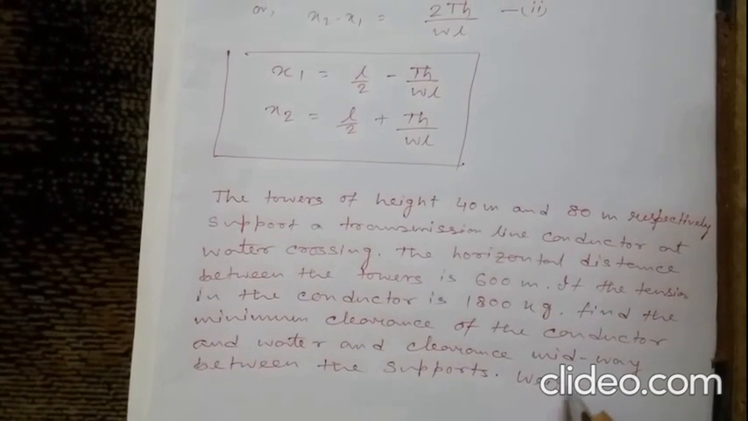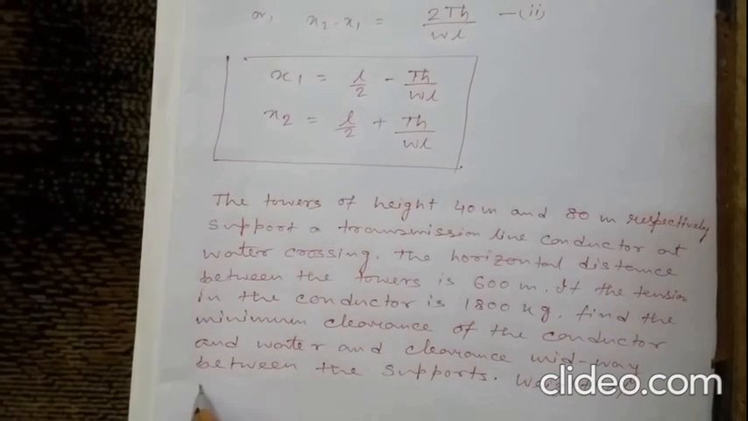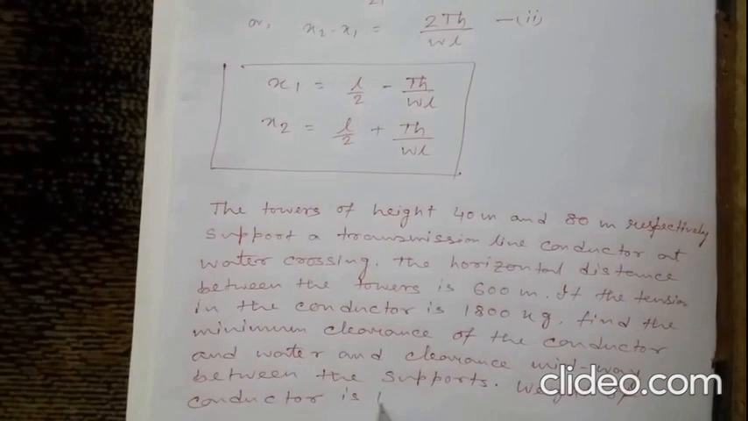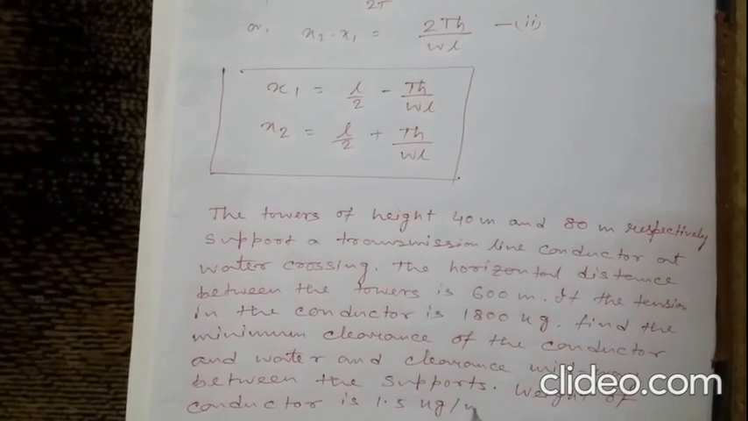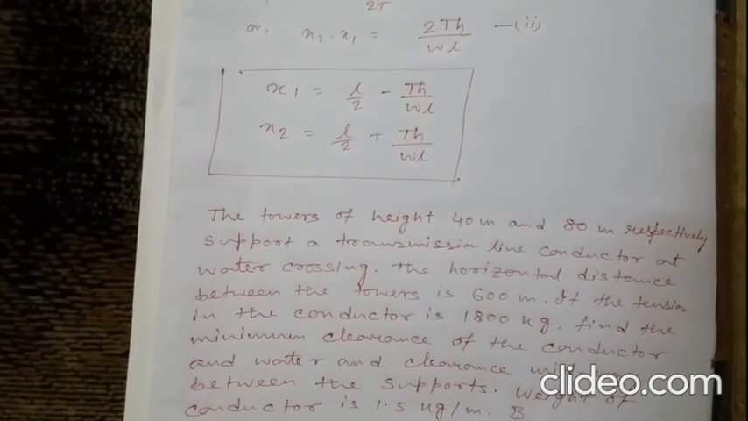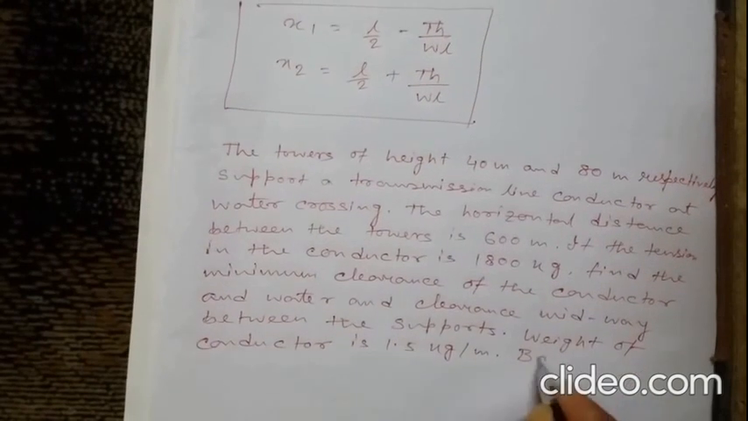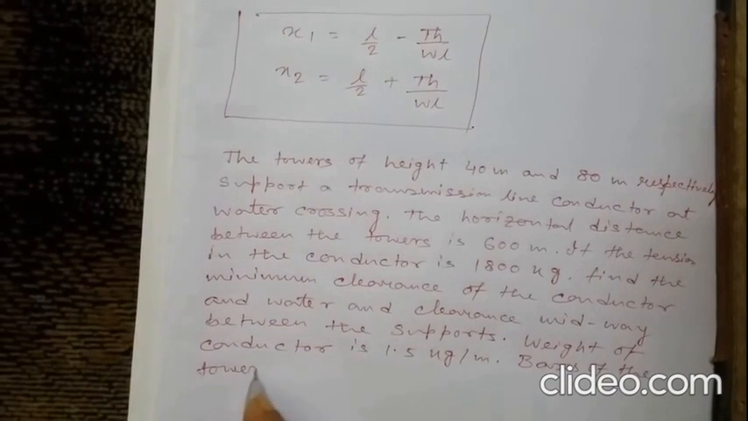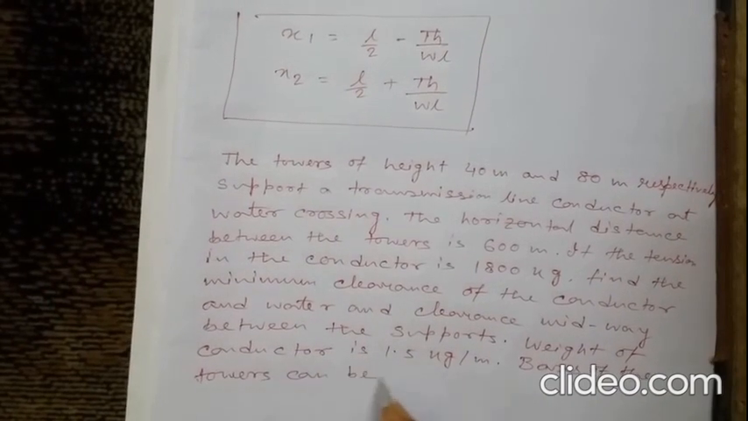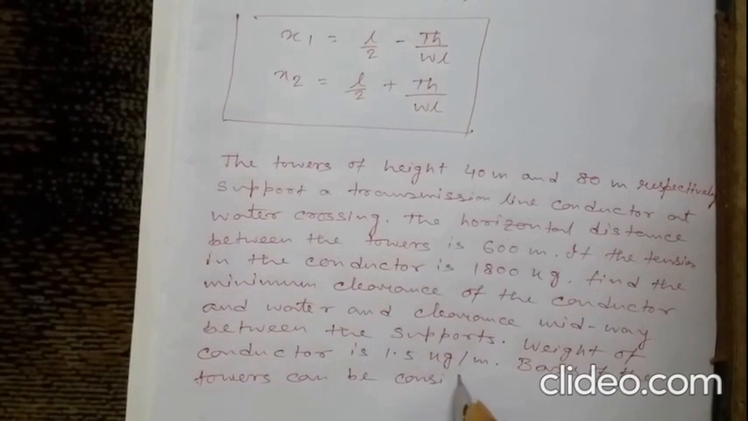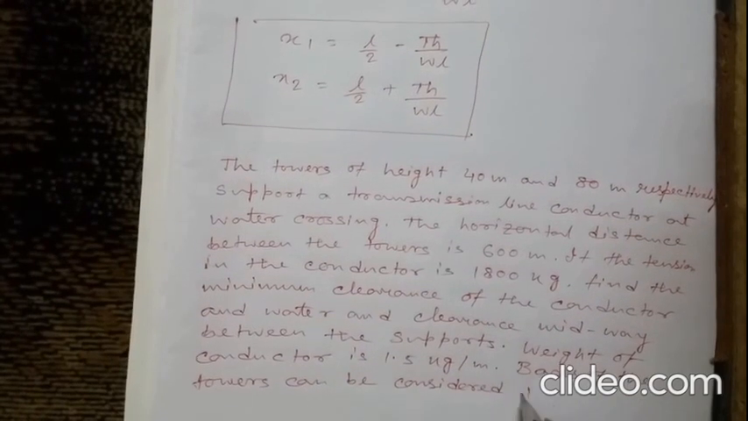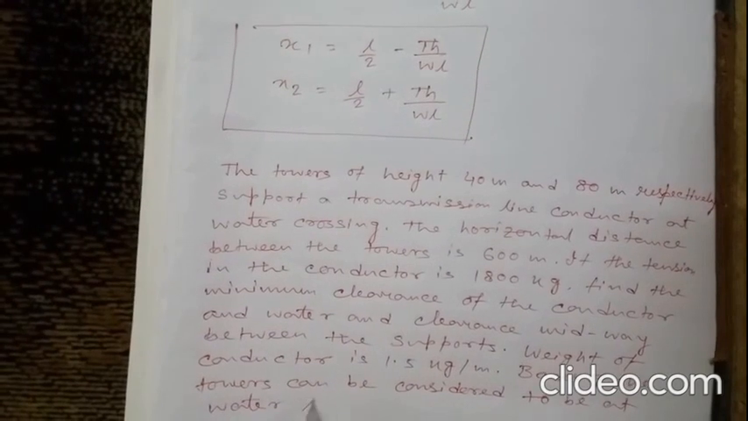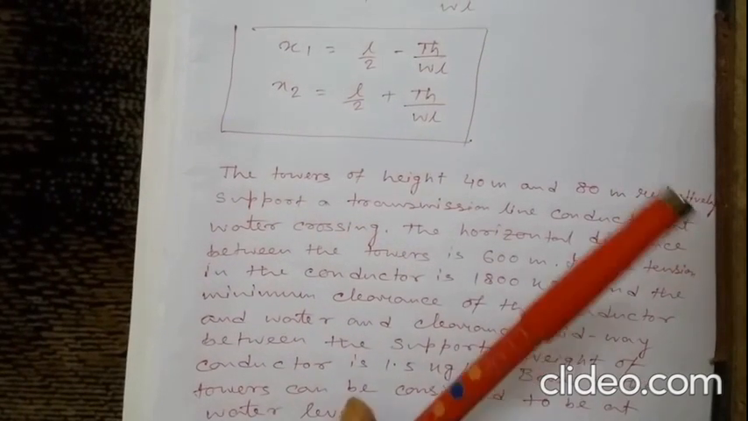Let the weight of the conductor be 1.5 kg per meter. The bases of the towers can be considered to be at water level. This is the question for you.